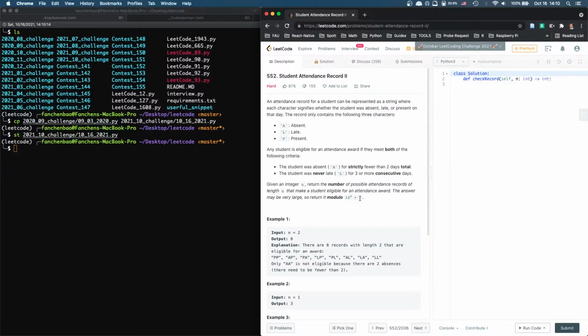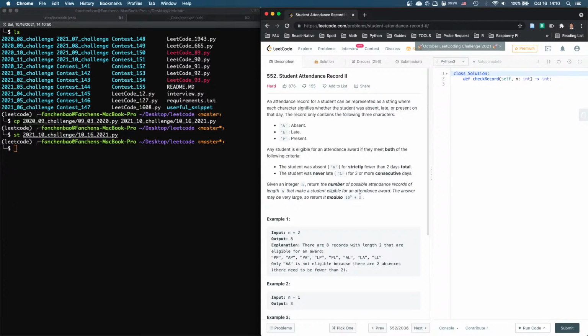Alright, let's formulate this problem. The criteria is the student was absent for strictly fewer than 2 days. So we're going to have 0 absent or 1 absent, strictly fewer than 2. So that's only 2 options, either 0 absent or 1 absent. Was never late for 3 or more consecutive days. So can it be late for 3 consecutive? Wait, hold on. Was never late for 3 or more.